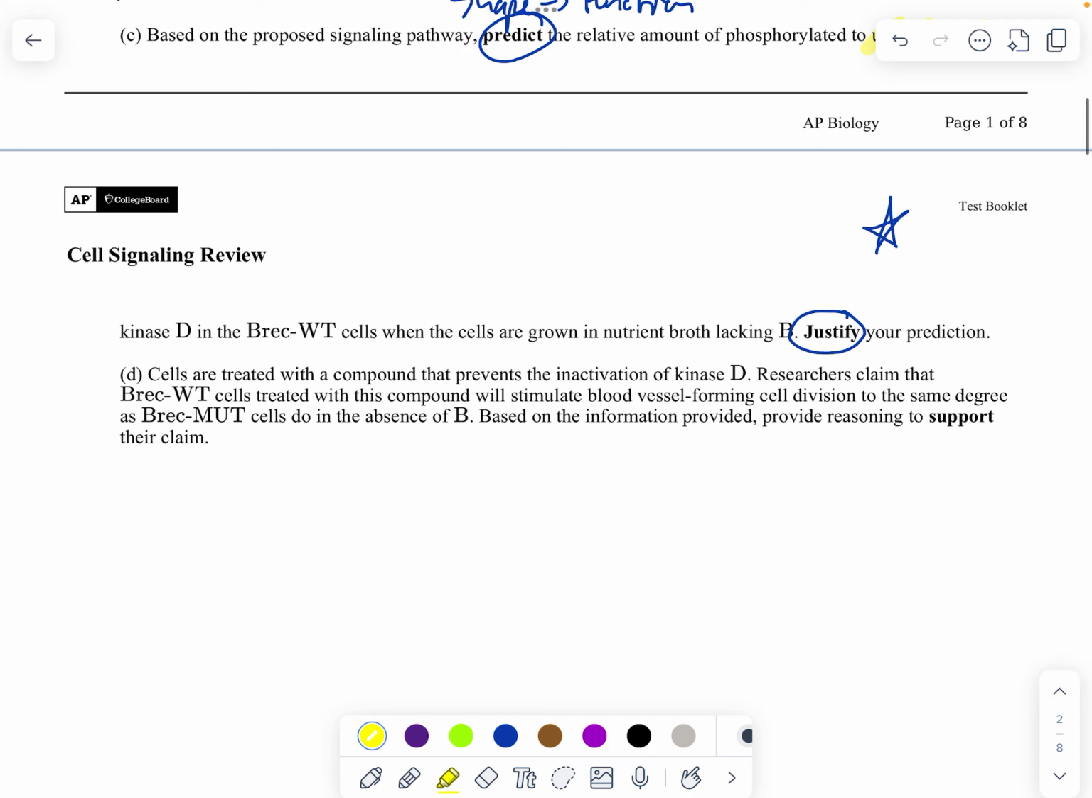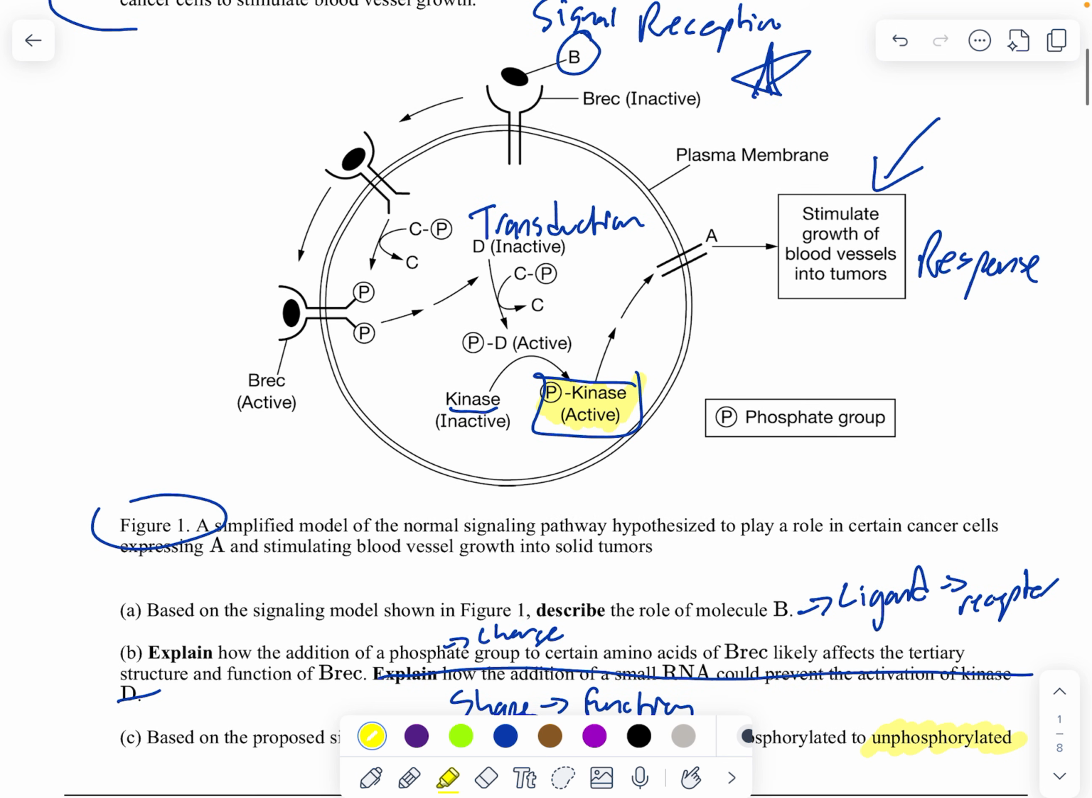Okay, just by your prediction, wild type Breck is inactive. So this protein is inactive until B binds to it. So you have to have B around for this to become active, and thereby doing all of this and then eventually getting to this. So wild type Breck is inactive in the absence of B.